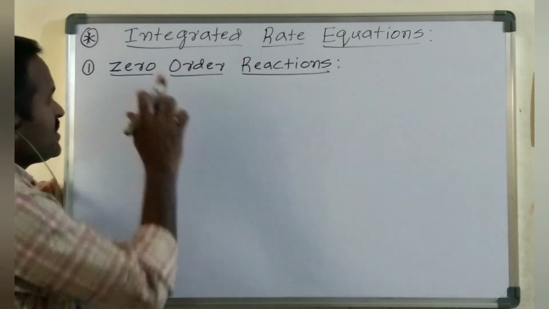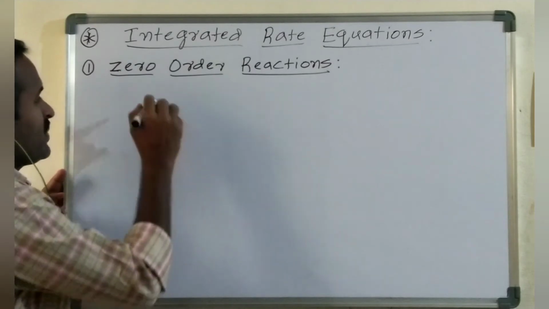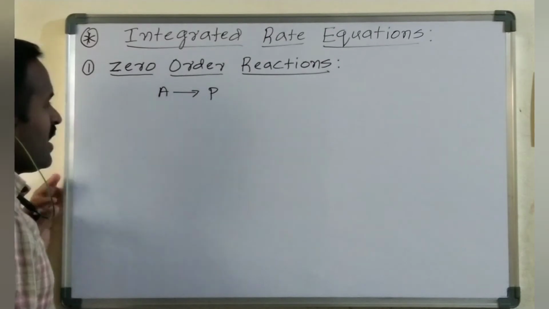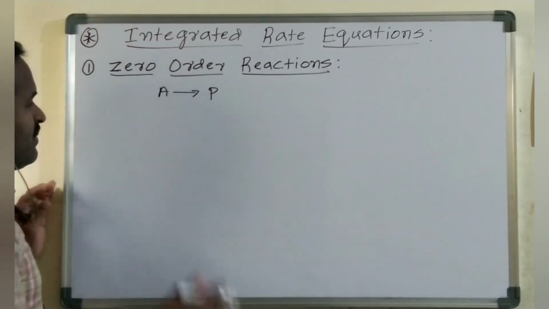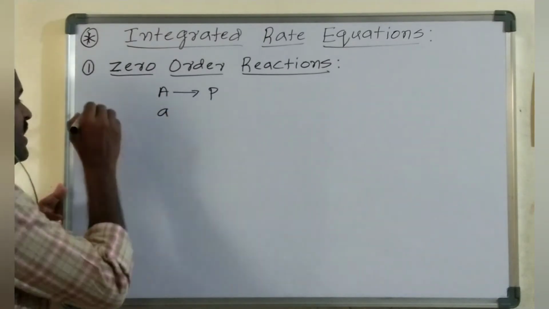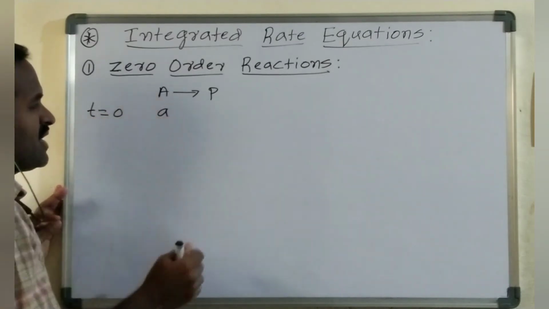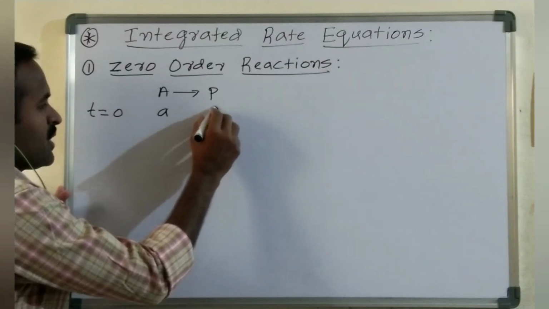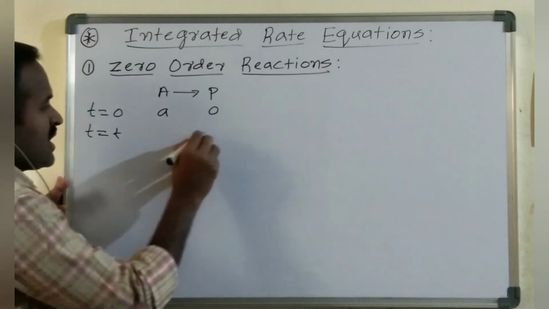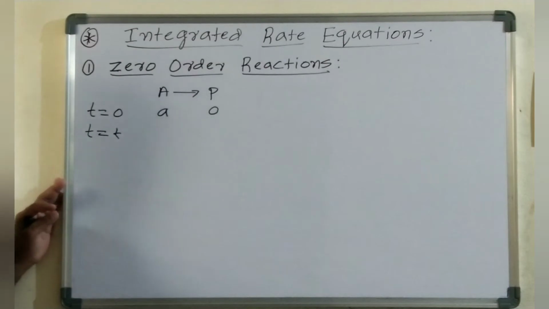Here we'll start with the zero order reaction. In this zero order reaction, consider a reaction where A gives rise to a product P, and the initial concentration of A is a small a at t equals 0 time. Product is 0 at that time. At a particular time t, the concentration of A will decrease, and the concentration of the product will increase.